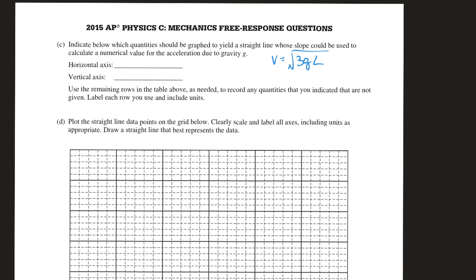And that's what I'm going to do. I'm going to square both sides. Now I'm going to solve for g. And it looks to me like the best choice would be on the horizontal axis to put 3 times L, on the vertical axis to put V squared. Of course, you could just put L and V squared. That would probably work out just fine. And there are other ways you could do it too. This is just the way I'm teaching you.